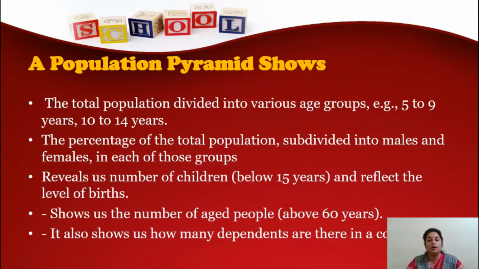All right. Plus, it also reflects the level of births. Second, it shows us the number of aged people, those who come under the category of 60 years, who are above 60 years. Okay. It also shows us how many dependents are there in a country. Over here, the word dependent means the people who are not earning.